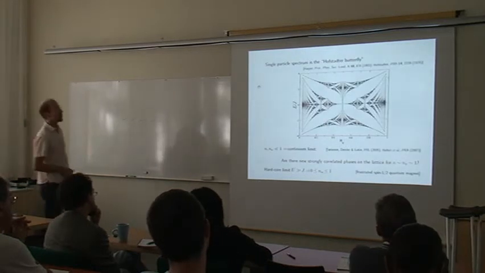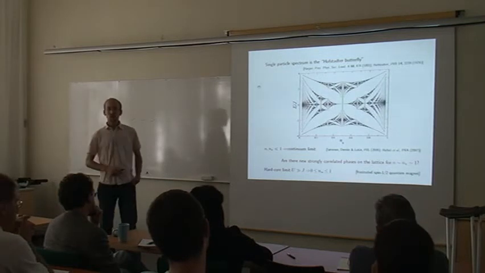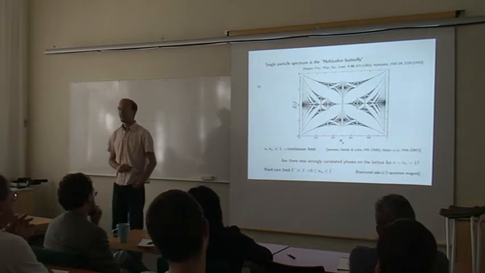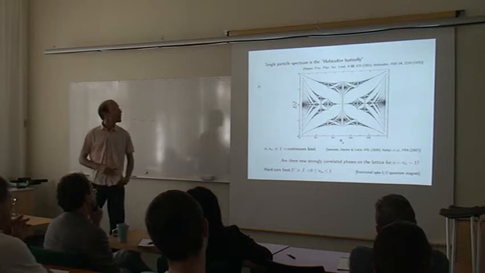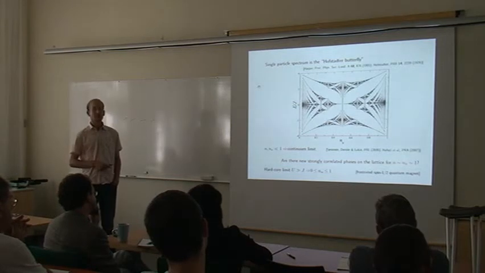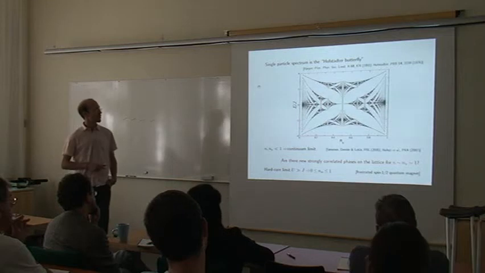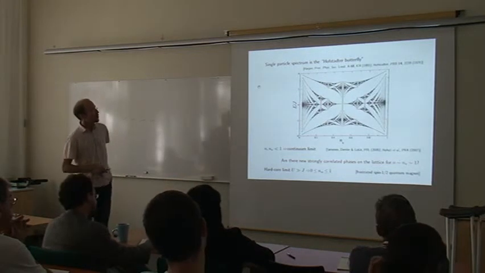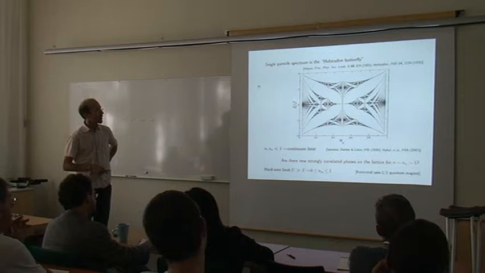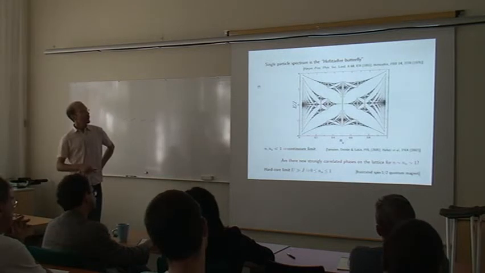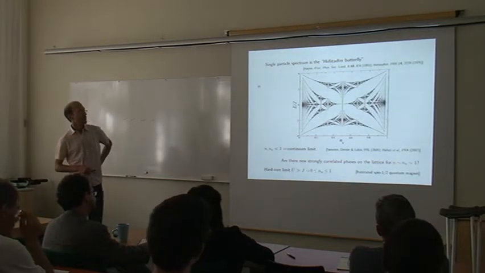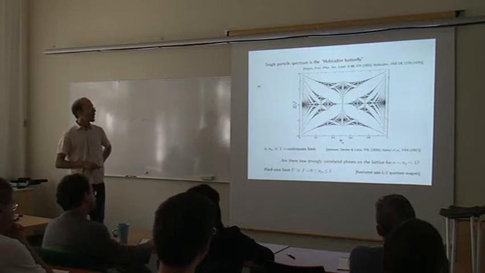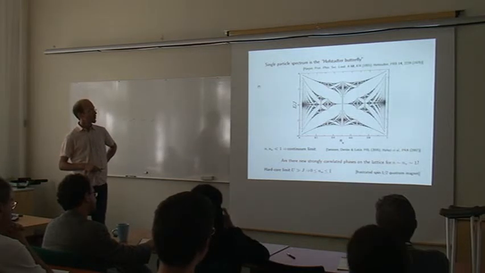Alright, and so the starting point is pretty well known. The single particle spectrum for the particle in the magnetic field on the lattice looks very nice. It's the so-called Hofstadter butterfly, and as I will explain a bit more in subsequent slides, there's a nice fractal structure to this figure. And there's a few things you can see immediately.